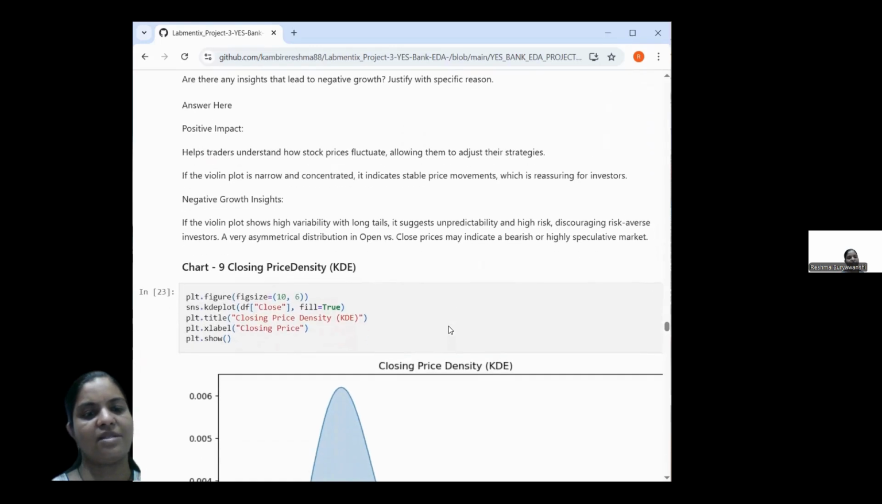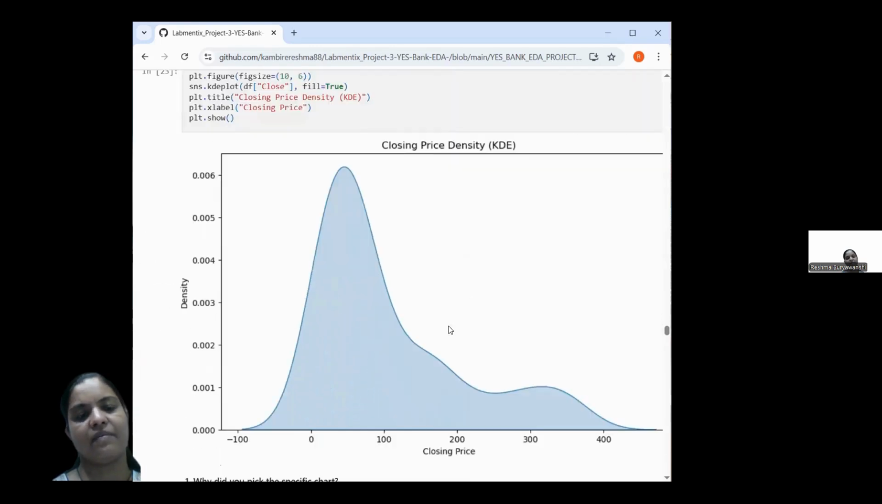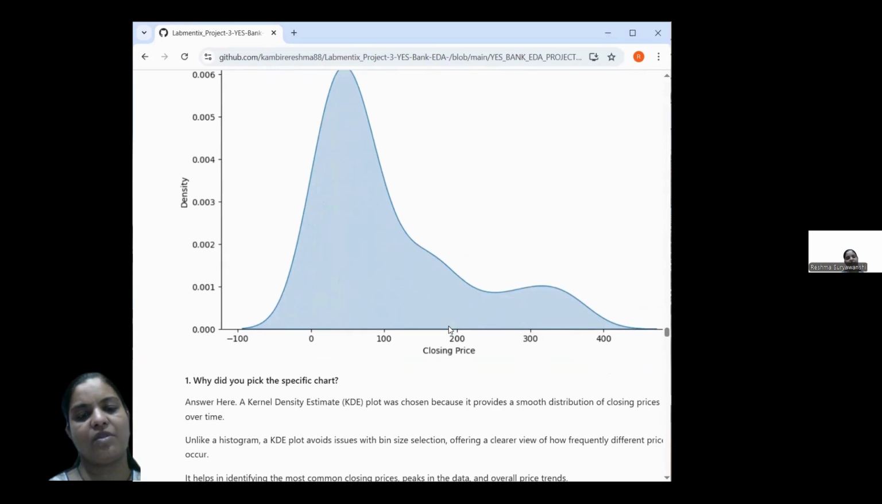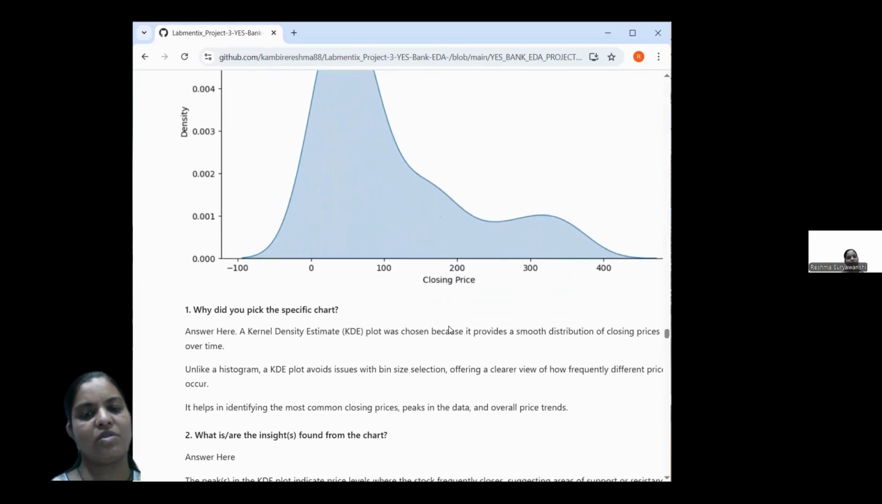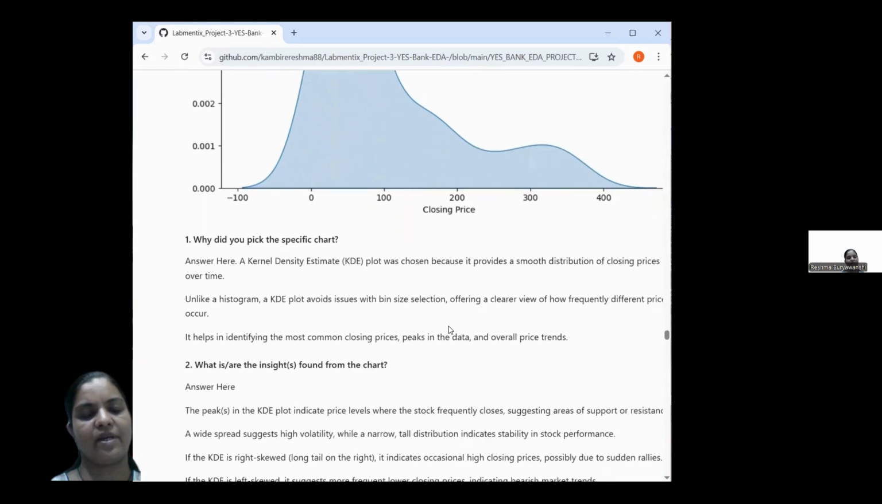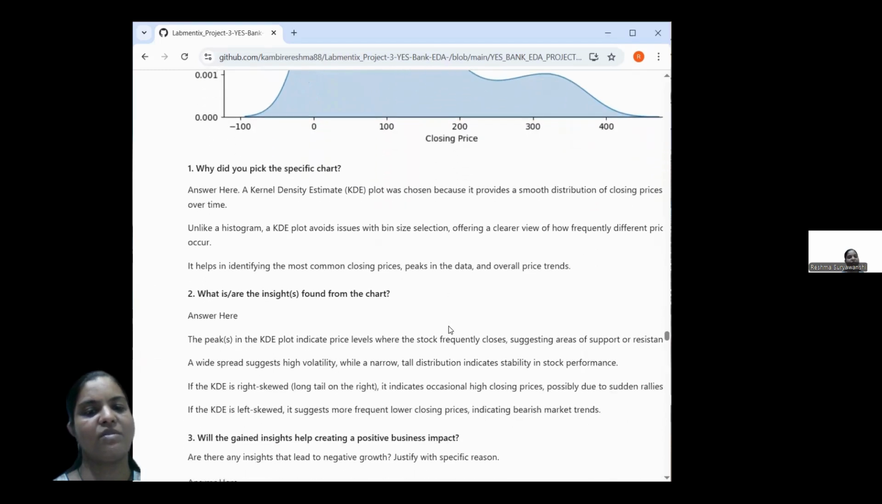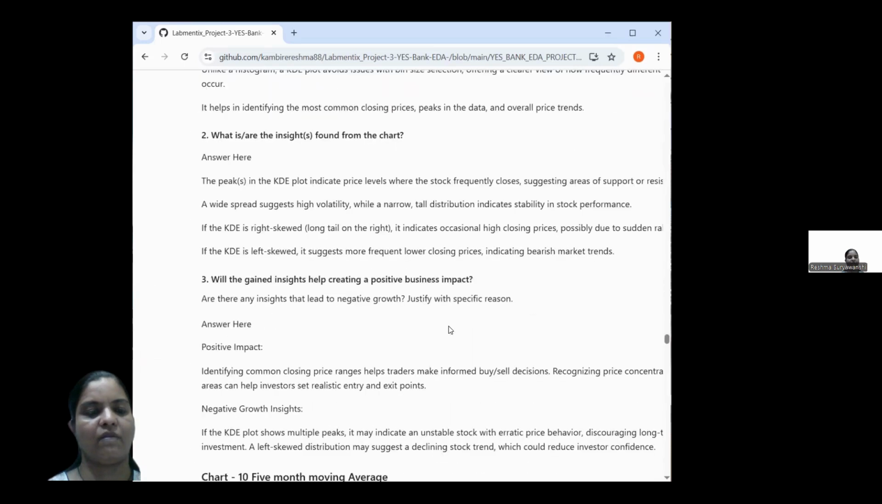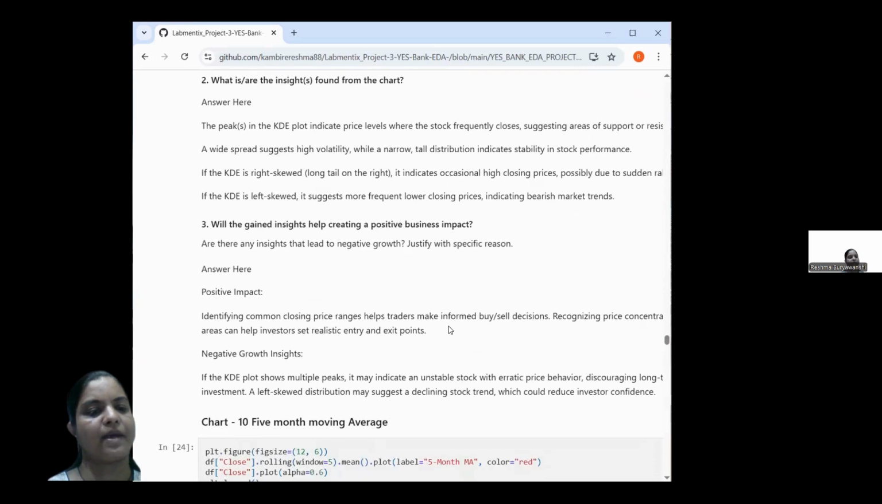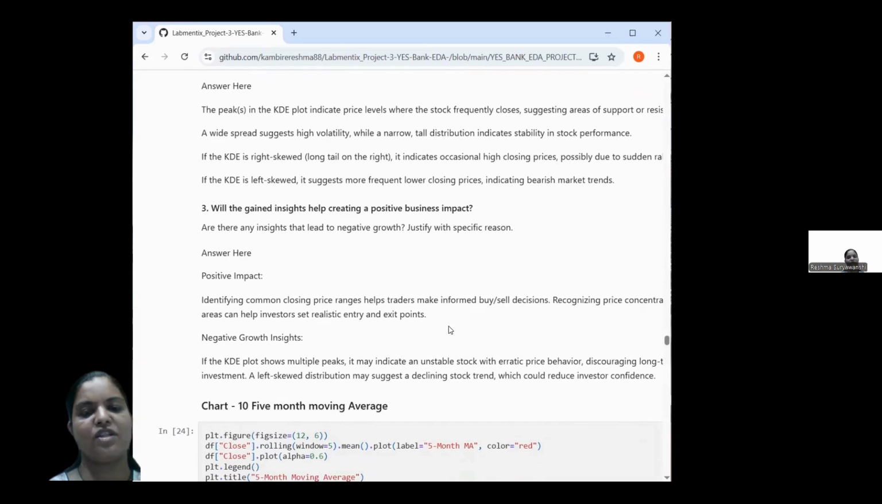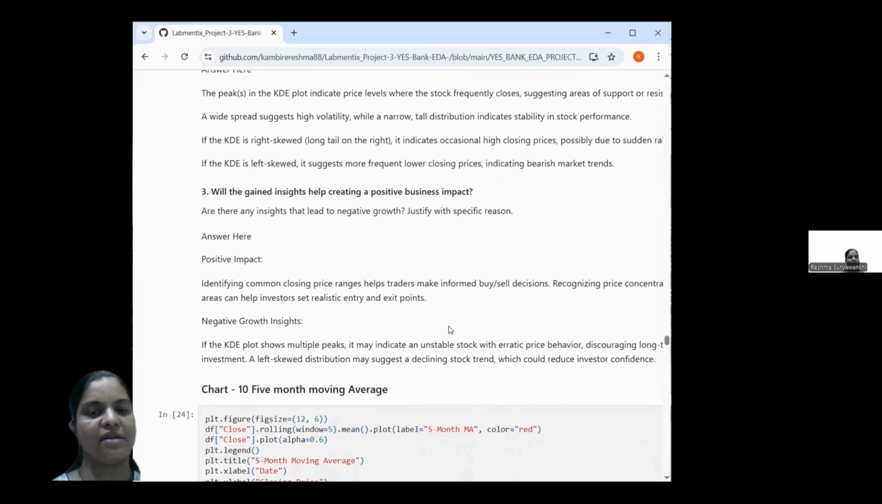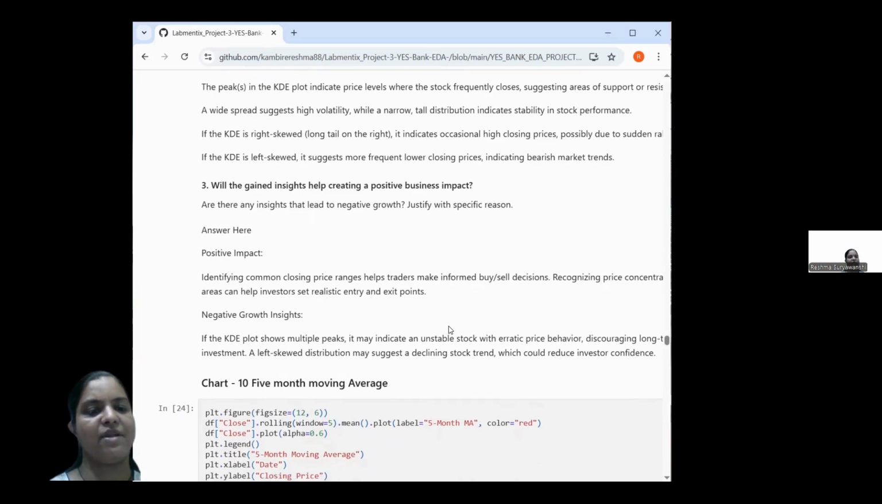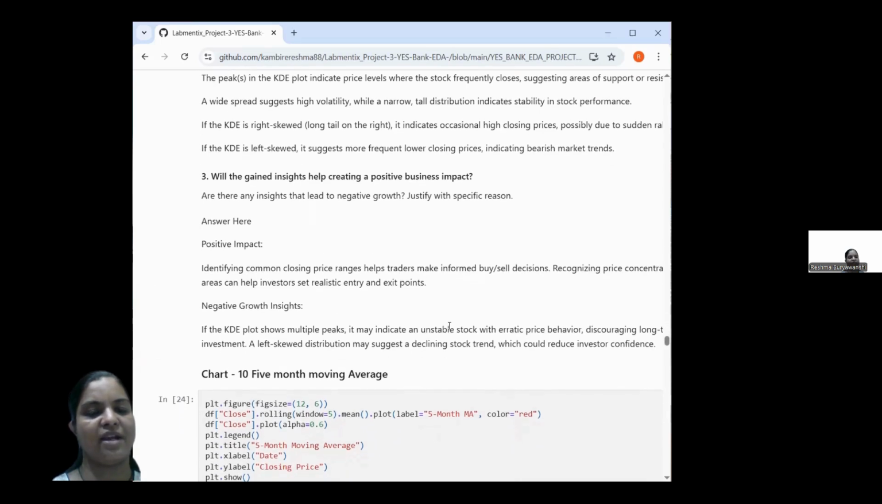Next is closing price density, where KDE plot was chosen because it provides a smooth distribution of closing price over time. It helps identifying the most common closing price peaks in the data and overall price trends. Here, identifying common closing price ranges help traders make informed buy or sell decision. Recognizing price concentrate area can help investors set realistic entry and exit point.